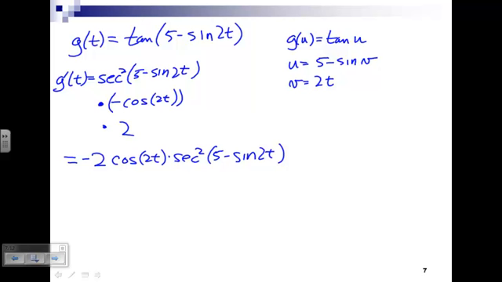Wait, why did you multiply the negative cosine 2t times 2? Initially 2t, where's the t? Oh. The derivative of 2t is 2. Don't you have to multiply it by the... oh, I get it. I didn't take the derivative of that. Now this is the derivative. Yeah, cosine is the outside, and t is the inside.